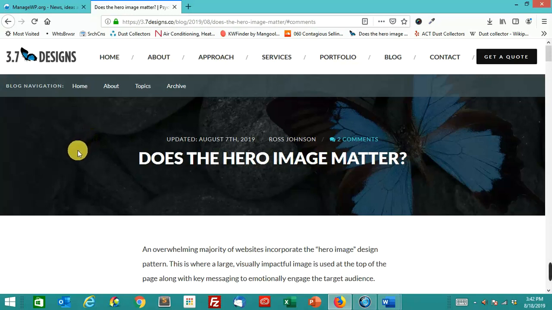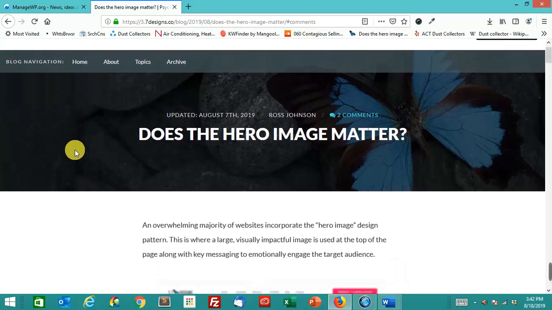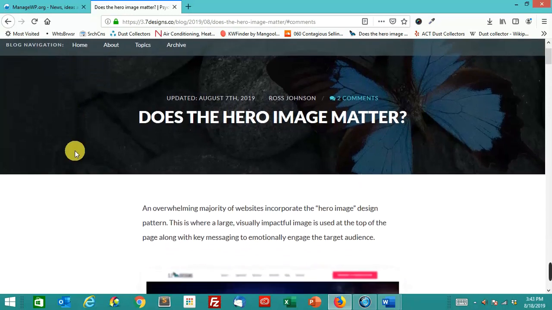Now, if you watched the video that we did yesterday, where we were talking about analyzing elements on the page, there are going to be some cases where it is important to have a hero image, but this article talks specifically about how certain hero images perform. Let's go over really quickly what this article says.